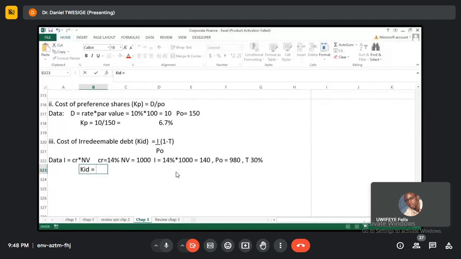So if I substitute in my formula, it will be 140 into 1 minus 0.3, divided by 1,000.